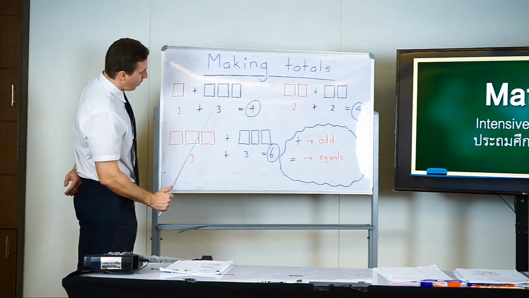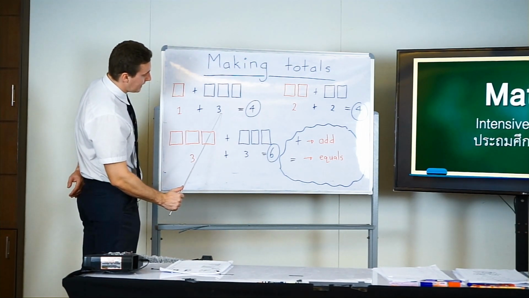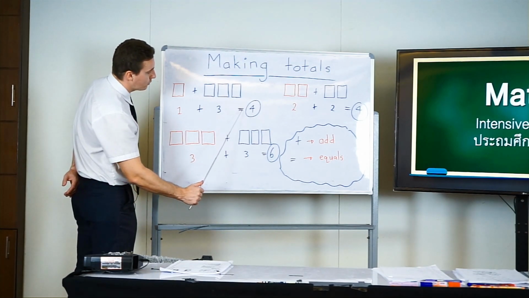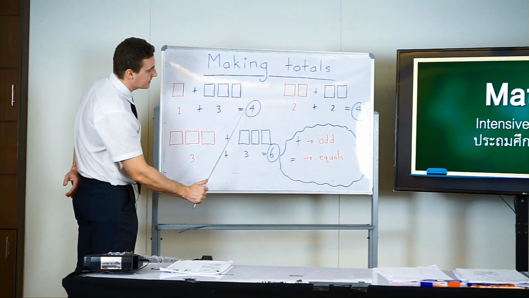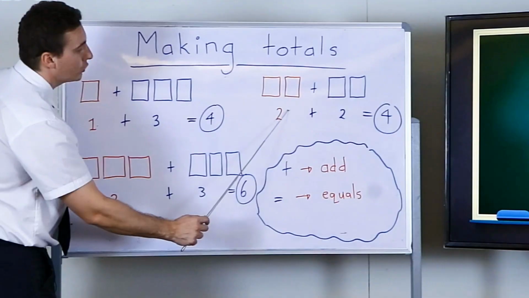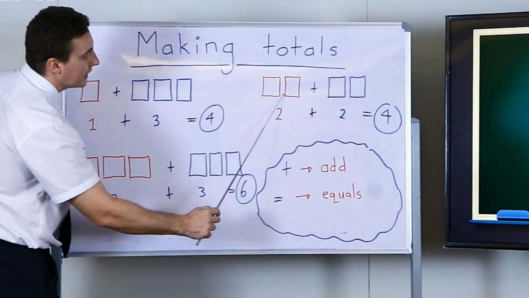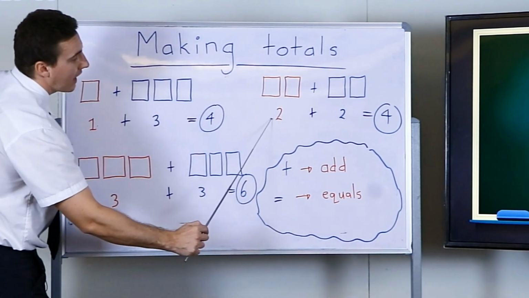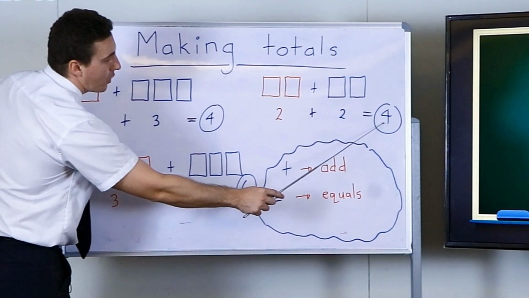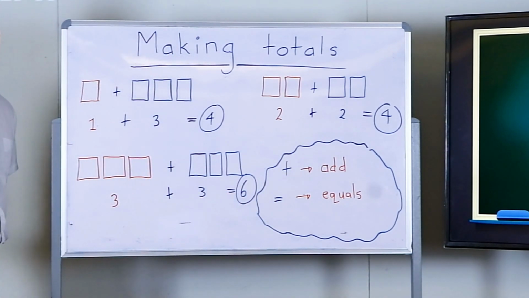So, 1 plus 3, this would be 4. And it would equal the same as the number 4. The same as 2 plus 2 is 4, and that would be the same as the number 4. Okay.